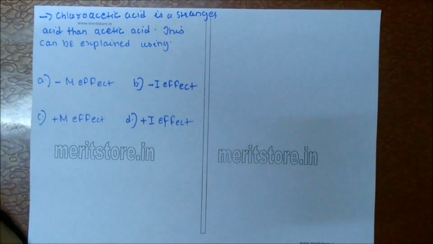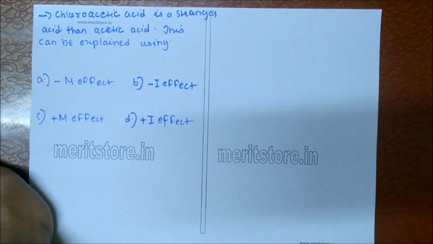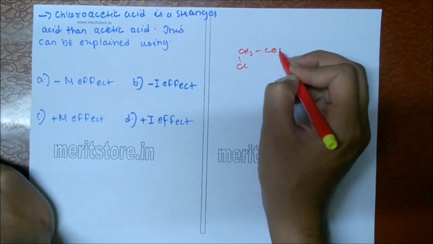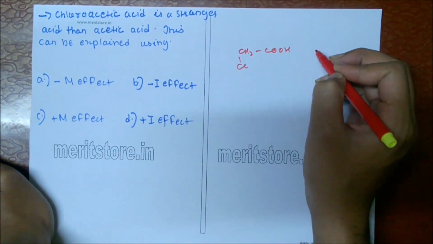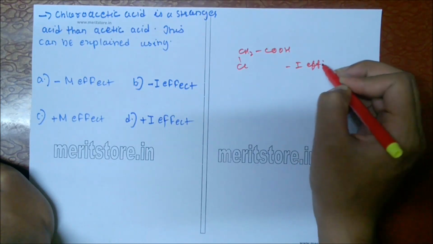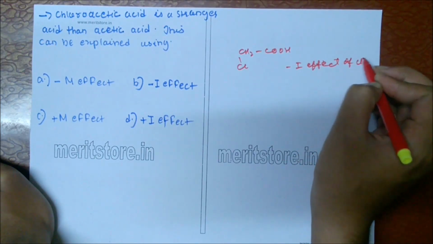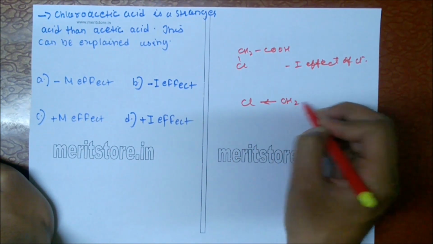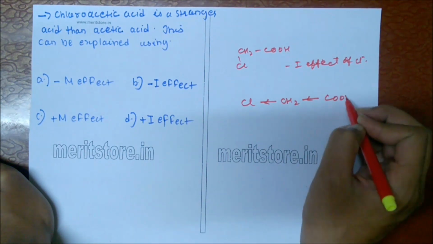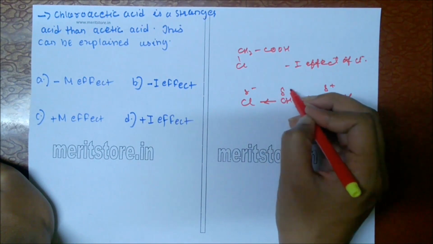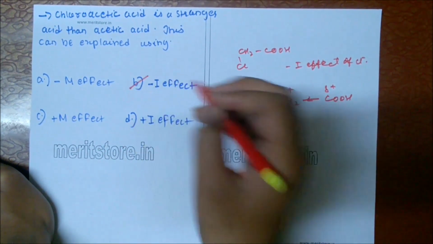Chloroacetic acid is a stronger acid than acetic acid. This can be explained using the structure: chloroacetic acid, CH2Cl COOH, is more acidic than acetic acid due to minus I effect of chlorine, which can be shown as chlorine CH2 COOH. This is partially positive and this is partially negative. This one is partially positive. So option B is the correct answer.